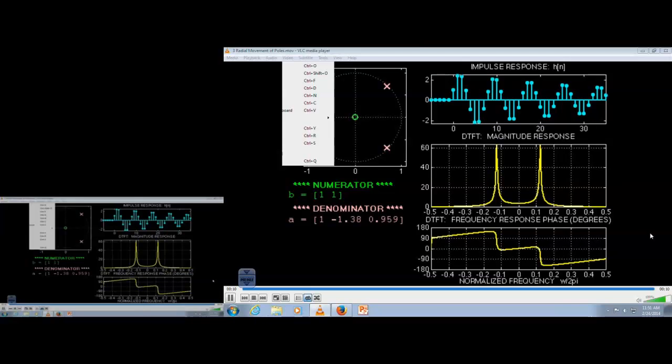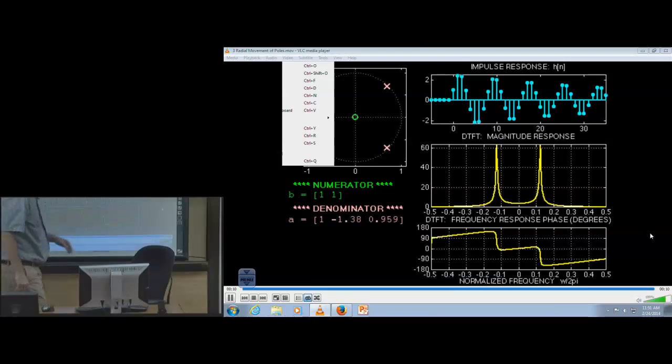This is the zero at the origin, basically. Yeah, the zero at the origin has no effect on the magnitude.